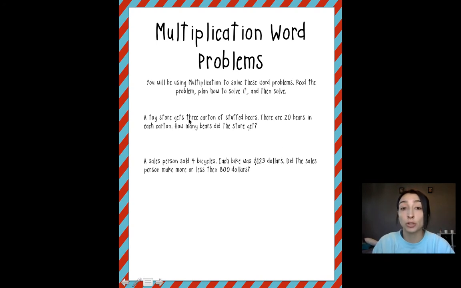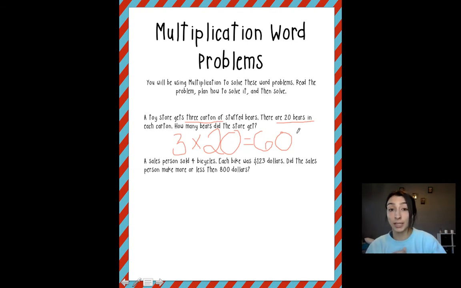So now we would want to put together our multiplication problem. What you could do is underline the numbers, 3 cartons of 20 bears. So our multiplication problem would be 3 times 20. When we have 3 times 20, all we have to do is multiply the first 2 numbers, the number in our tens place and our 3, and then we just add the 0. So 3 times 2 is 6, and then we add this 0. It's just 60. There would be a total of 60 bears.